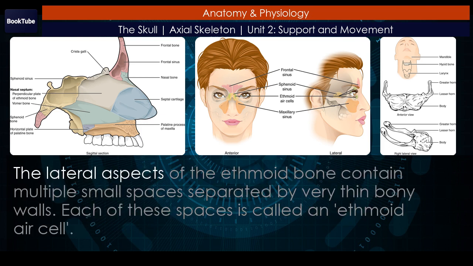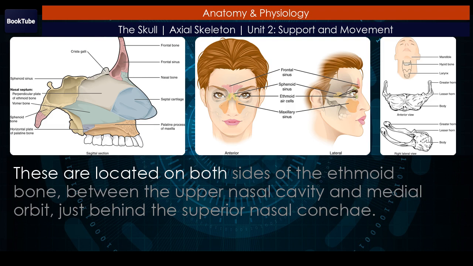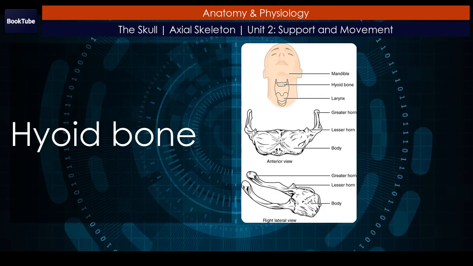The lateral aspects of the ethmoid bone contain multiple small spaces separated by very thin bony walls. Each of these spaces is called an ethmoid air cell. These are located on both sides of the ethmoid bone, between the upper nasal cavity and medial orbit, just behind the superior nasal conchae. Hyoid bone.